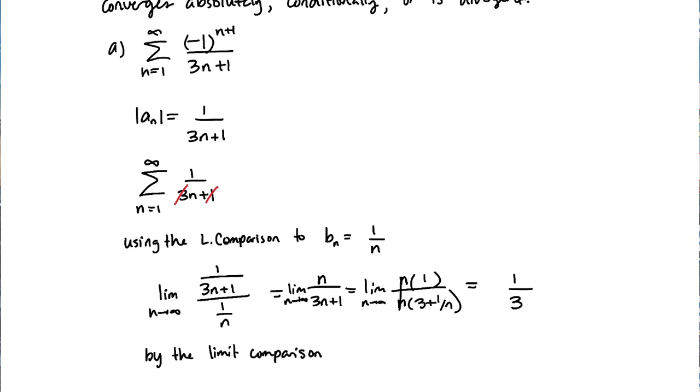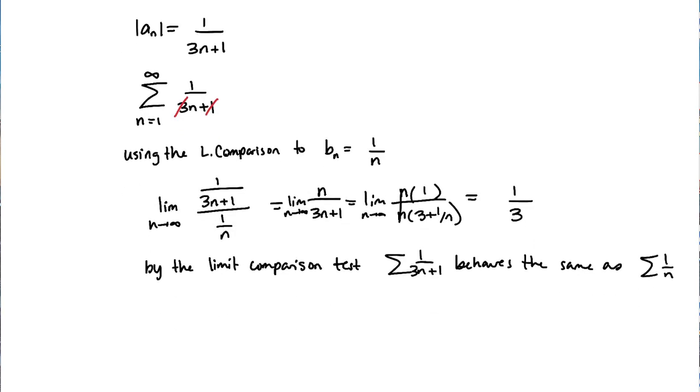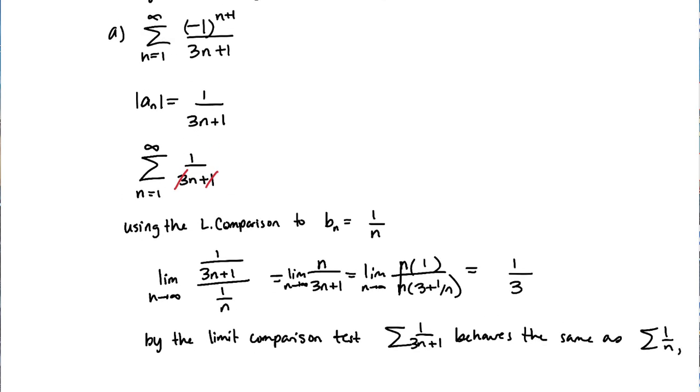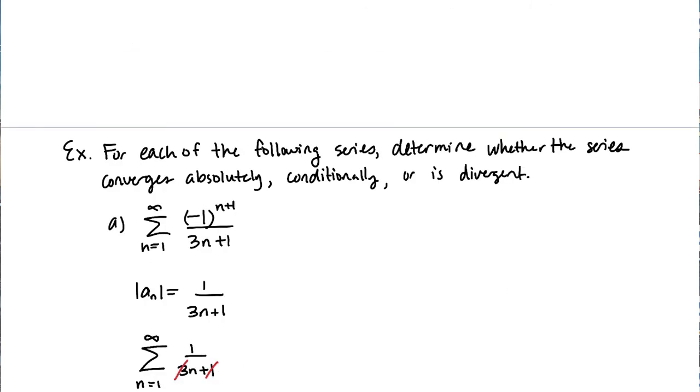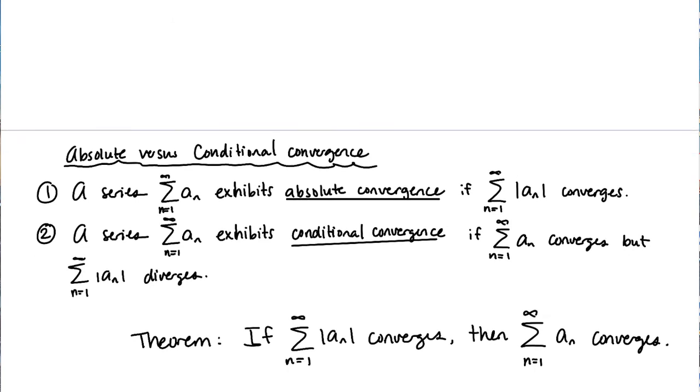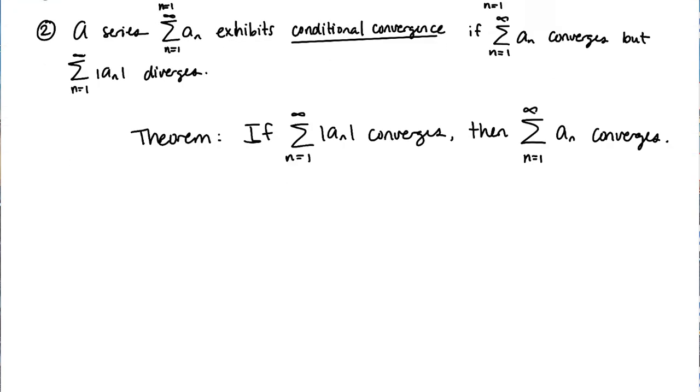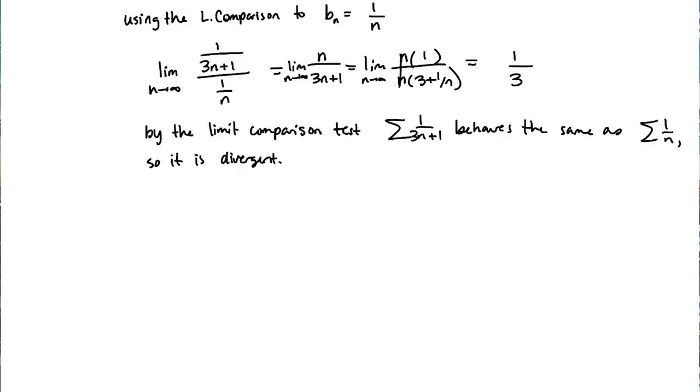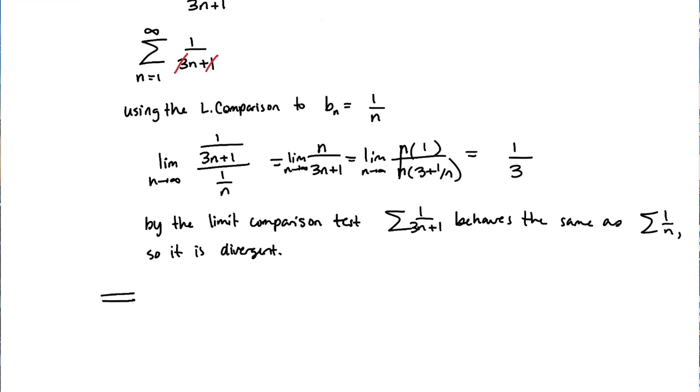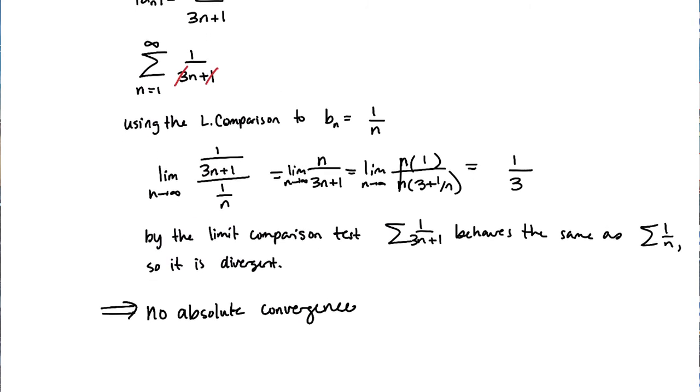So by the limit comparison test, our series 1 over 3n plus 1 behaves the same as 1 over n. So it is divergent. Okay, so the absolute value of the series is divergent, which means that we do not have absolute convergence. Do we have conditional convergence? Okay, so no absolute convergence.